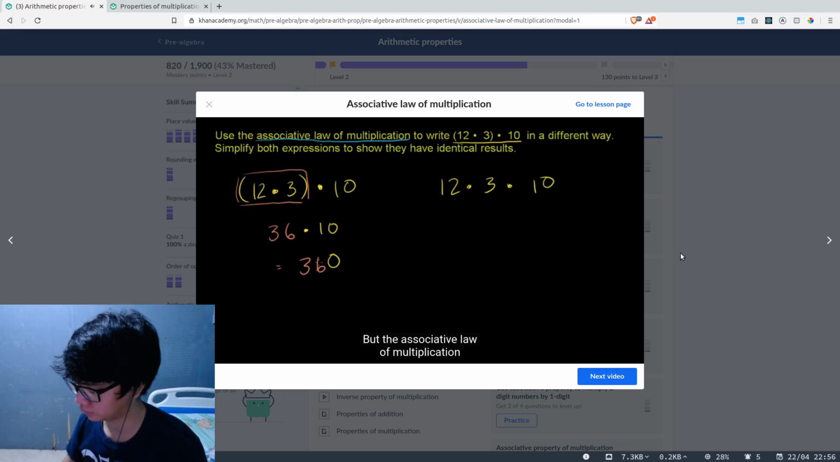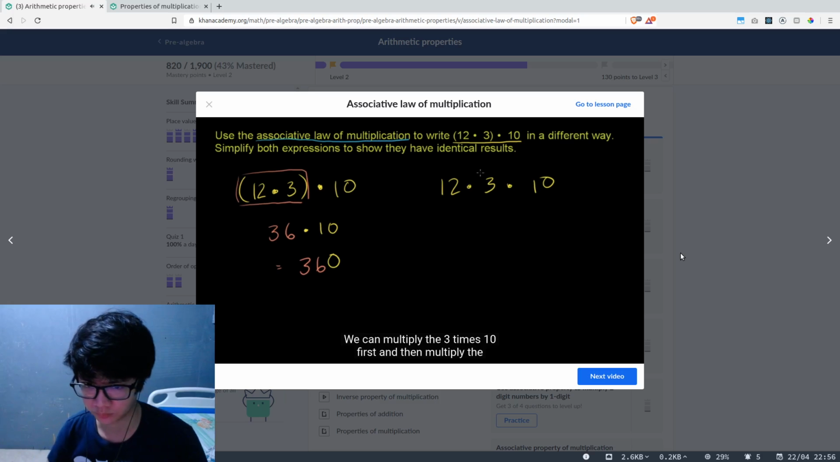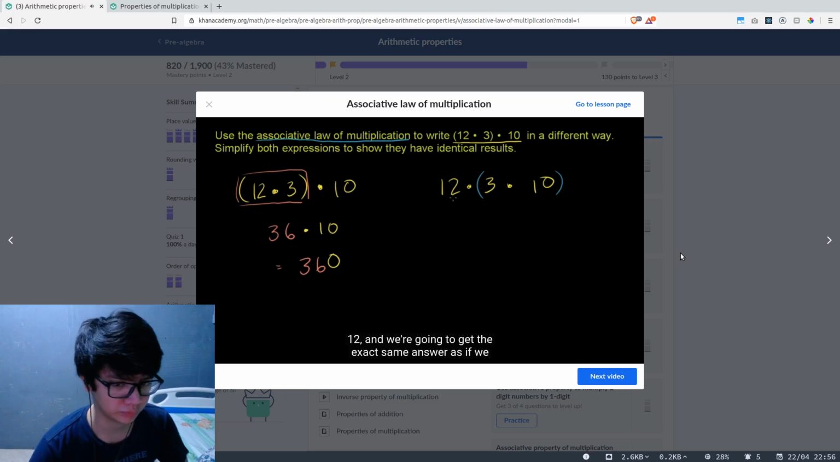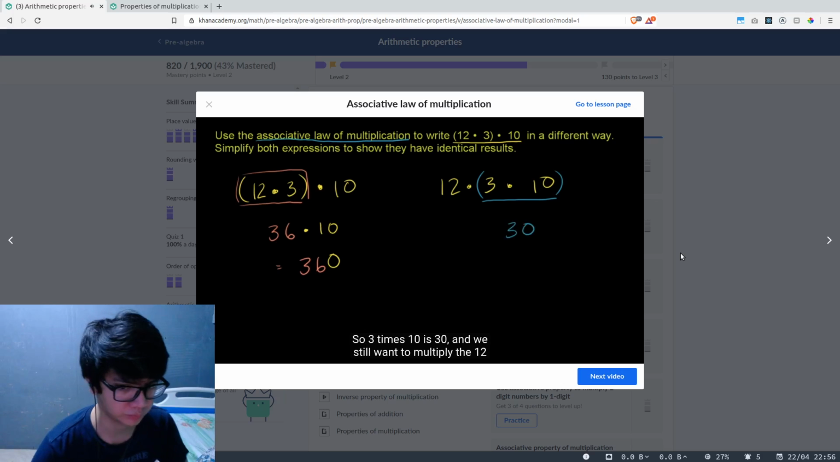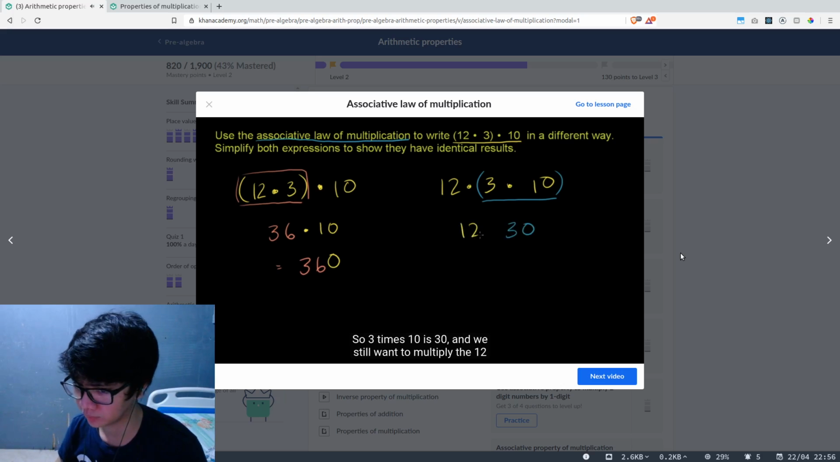But the Associative Law of Multiplication says, you know what? We can multiply the 3 times 10 first and then multiply the 12. And we're going to get the exact same answer as if we multiply the 12 times the 3 and then the 10. So let's just verify it for ourselves. So 3 times 10 is 30, and we still want to multiply the 12 times that.